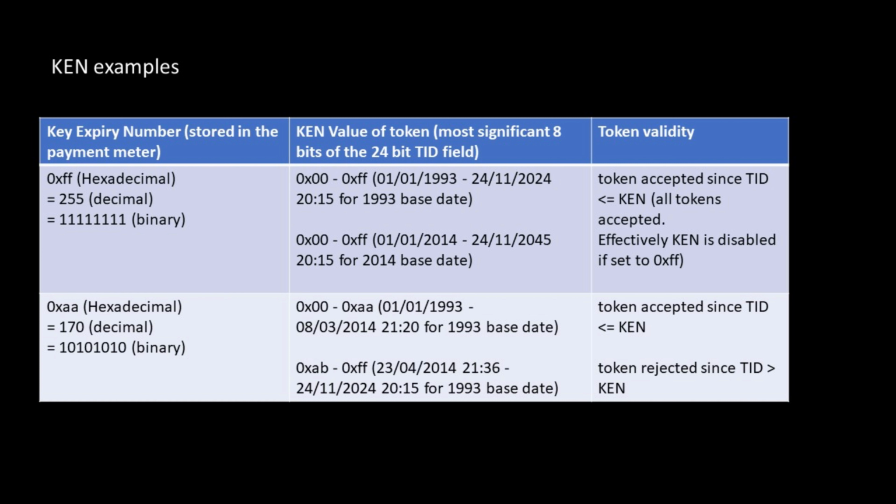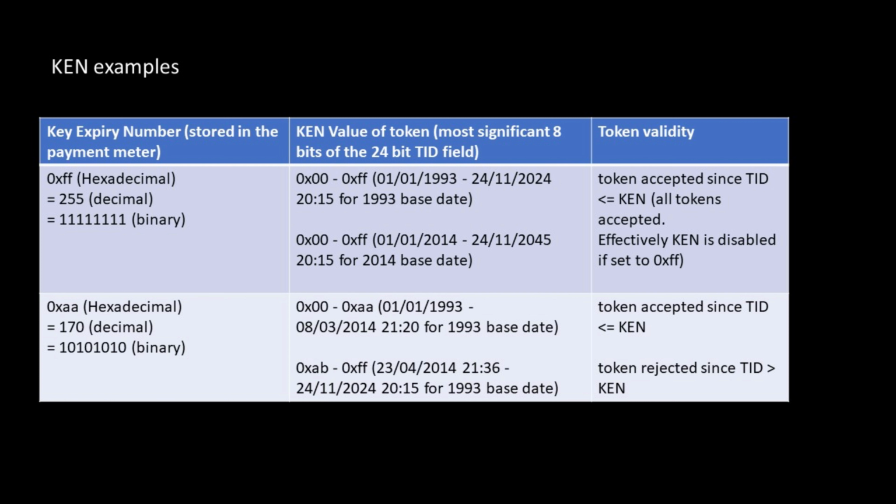For a 2014 base date, it'll be from the 1st of the 1st 2014 to the 24th of the 11th 2045. Effectively all tokens are accepted during that base date, which means that if you set 255 for the key expiry number, this is disabled because it'll accept tokens for the entire duration of the base date.